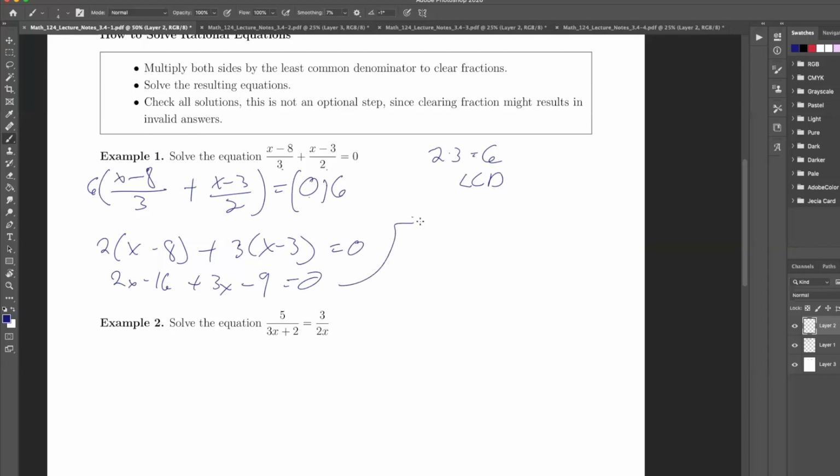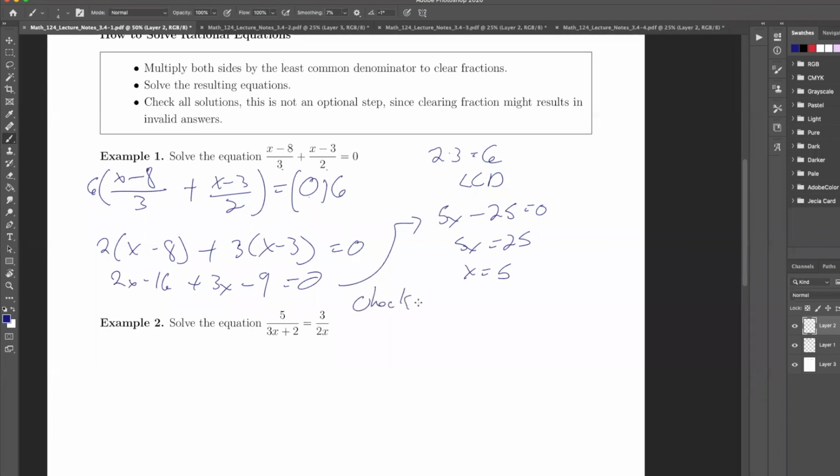So let's go up here just so I have some more room. The 2x and the 3x add up to be 5x. And then minus 16 plus minus 9 is minus 25, equal to 0. So 5x equals 25, or x equals 5. Okay, so now we have x equals 5. What do we do? We just plug it in.